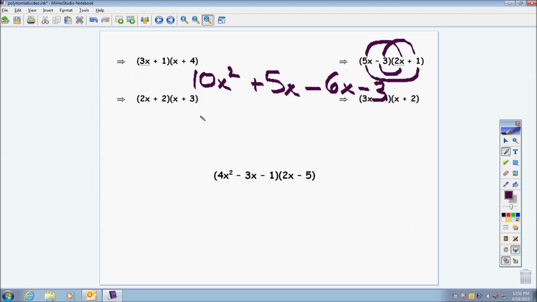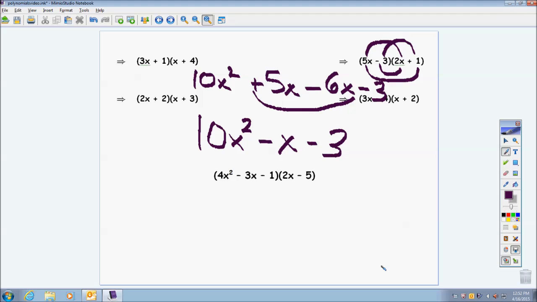And then you got negative 3 times 1, which is negative 3. Now, combine your like terms. So you got your quadratic in the beginning, 10x squared. There's always going to be just one quadratic. You have to combine your linears. 5 minus 6 is negative 1. You don't need the 1. You can just put minus x minus 3. And there's your answer. Okay, moving on.